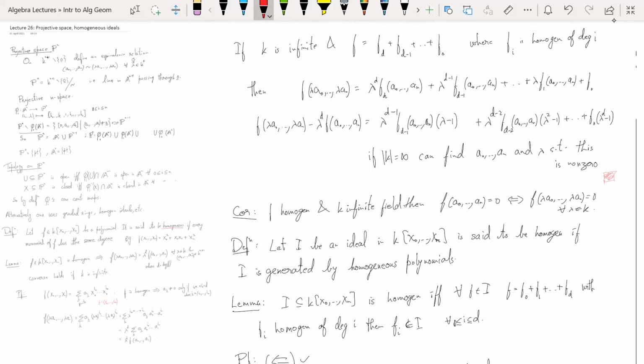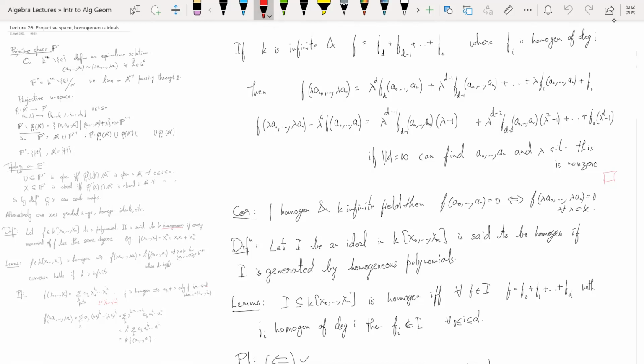So one consequence of this is that if f is a homogeneous polynomial and you are in the setup of k an infinite field, then if f vanishes at a naught to an, it vanishes on the whole line passing through the origin and that point a naught to an, where a naught to an is some non-zero vector.